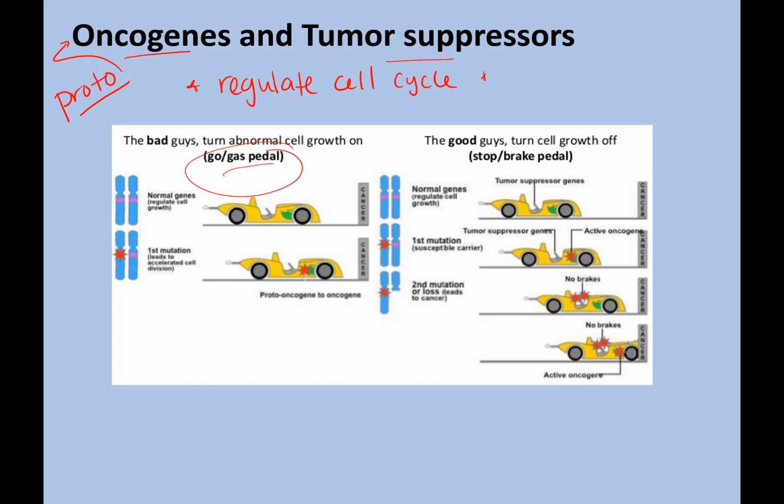So you have your normal go and your normal stop, right? And just like on a car, you need to stop and then you need to have gas to restart, go. So they're both important, and on their own, they cause no issues. They're normal cells. It's when they are mutated or they aren't expressed correctly that causes problems.